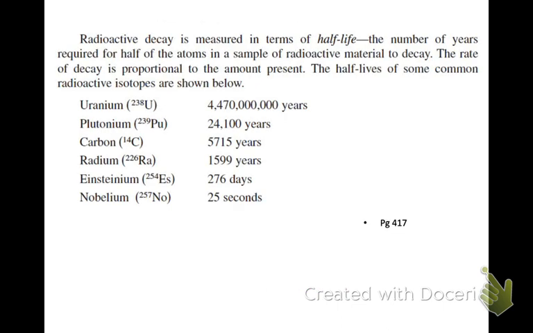So, radioactive decay is measured in terms of half-life. You guys have heard of the half-life of chemicals, correct? This is on page 417. You may need it in your application, if it talks about uranium, plutonium, carbon 14, radium 226, all that. It takes 4,470,000,000 years for uranium to reach half. You all understand what half-life of a chemical means, correct?